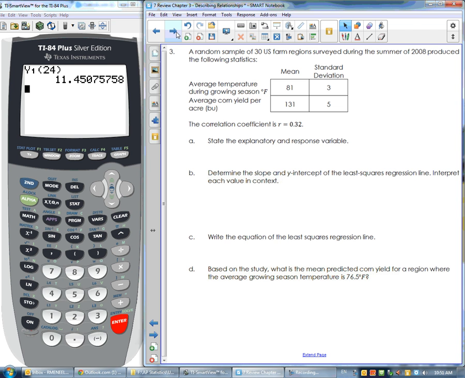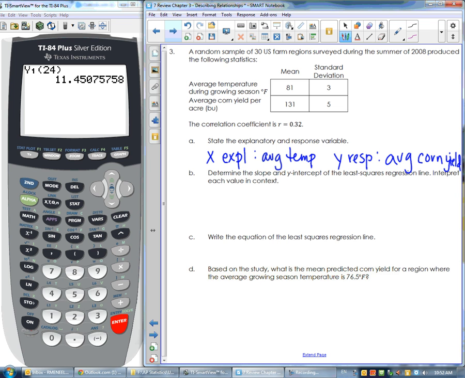So it asks us to state the explanatory and the response variable. Well, I expect that temperature is going to influence the corn yield. So I would expect that my x variable, or my explanatory variable, is going to be the average temperature during the growing season, and that my y variable, or my response variable, is going to be the average corn yield.